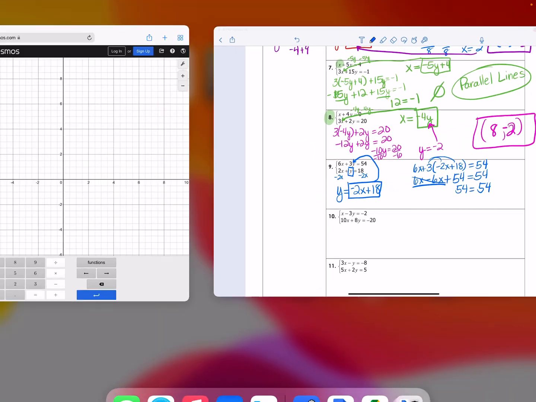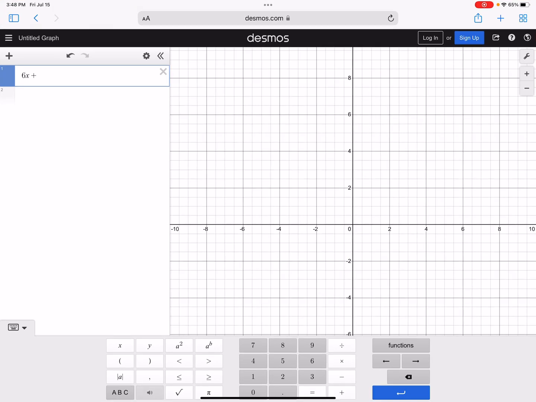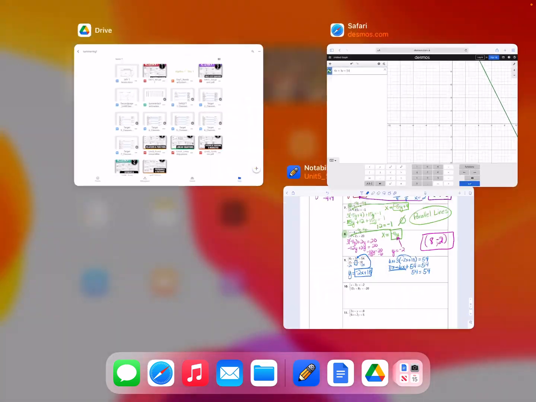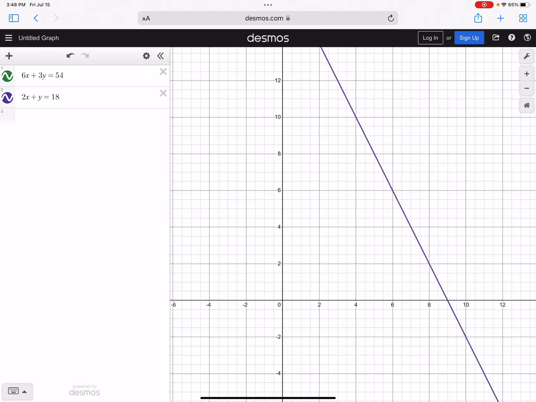6x plus 3y equals 54. There's one line. And my other line is 2x plus y equals 18. Whoa, what happened there? The green went away. Did it go away though? There's the green, there's the blue. Oh, they're on top of each other.